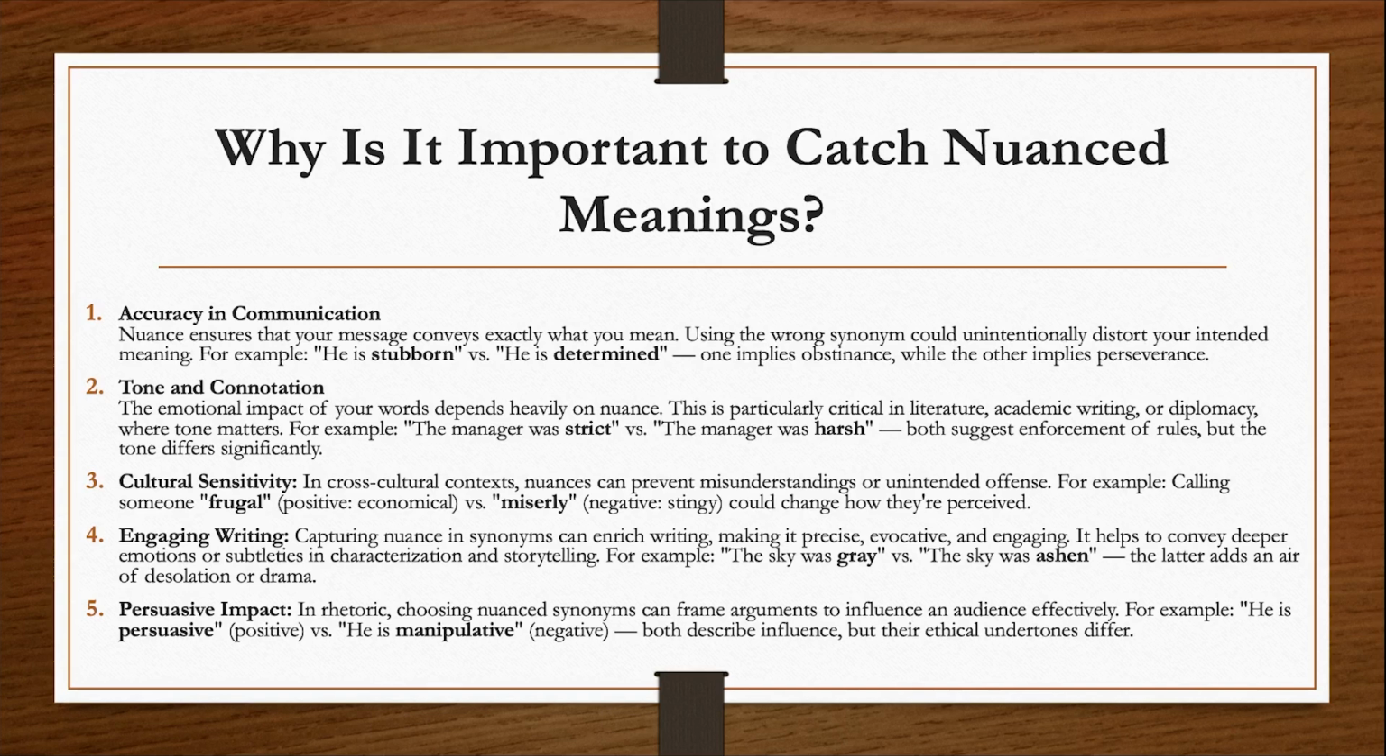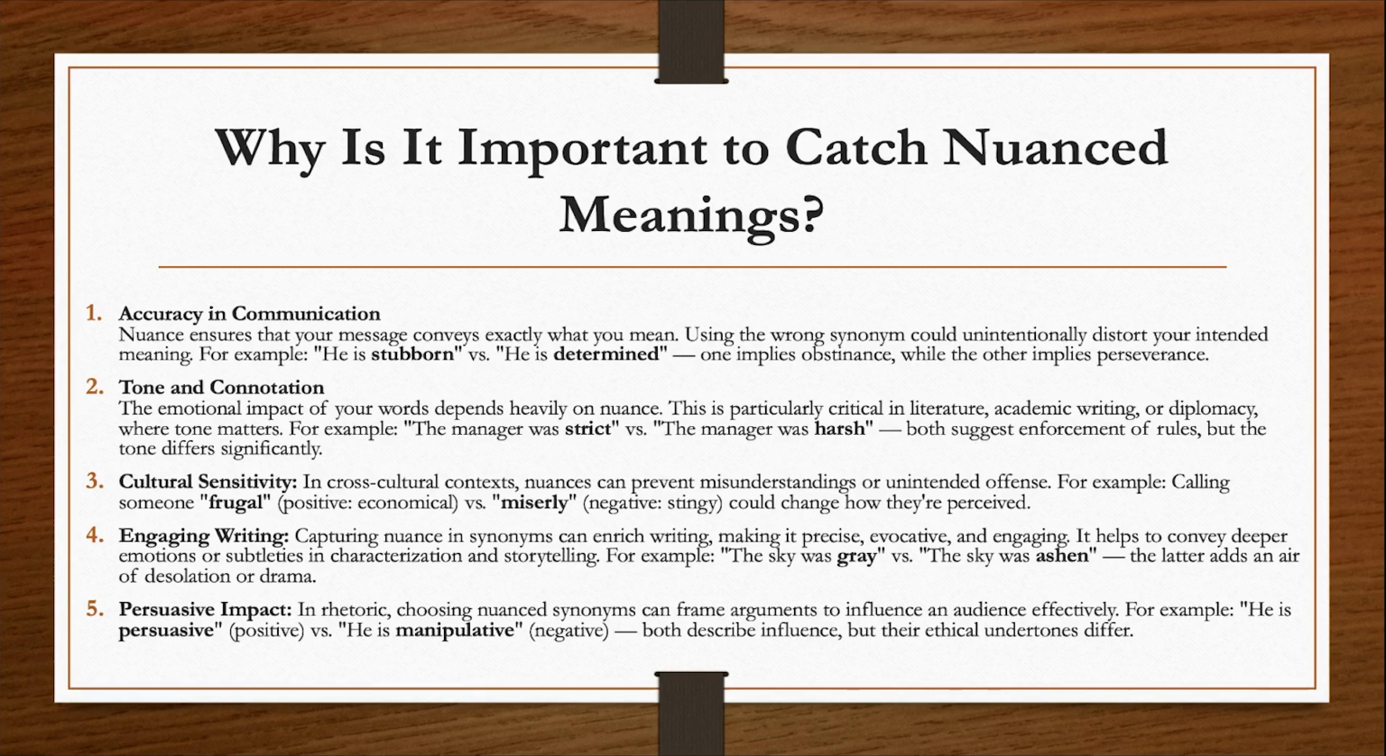For example, he's stubborn versus he's determined. Now see how the meaning changes. Whereas the first sentence implies obstinance, the other implies perseverance. The former will be taken in a negative manner. The latter will be taken in a positive manner.